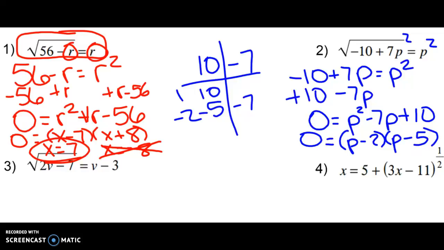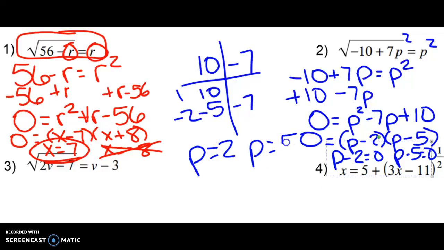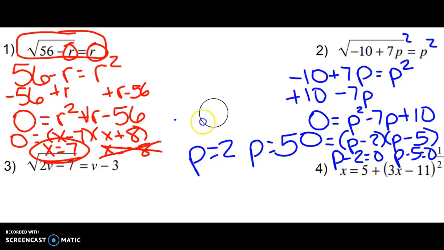All right, so now we know p minus 2 could equal 0 or p minus 5 could equal 0. So basically, p is equal to 2 and p is equal to 5. So go back and check for your extraneous solutions. Plug them back into the original equation.